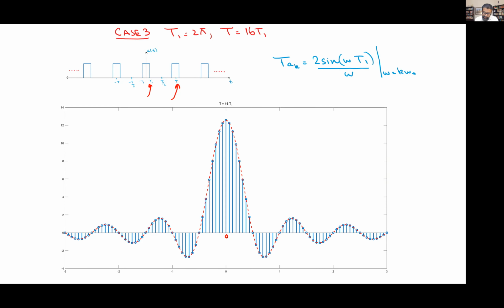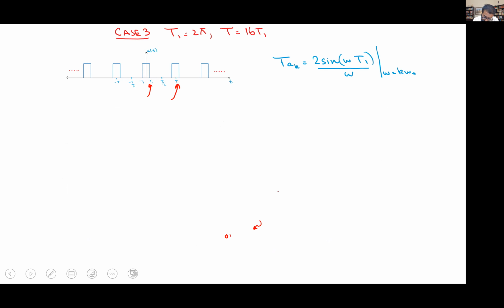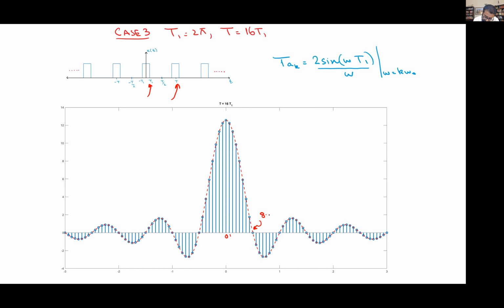Now, the point here was this is 0, this is omega naught, and here this would be 4 omega naught. This would be 2 omega naught, right? Which is still, by the way, 0.5 radians per second. So in 0.5 radians per second you have even more and more samples placed, right? And so as I keep on increasing T, my frequencies start getting closer.